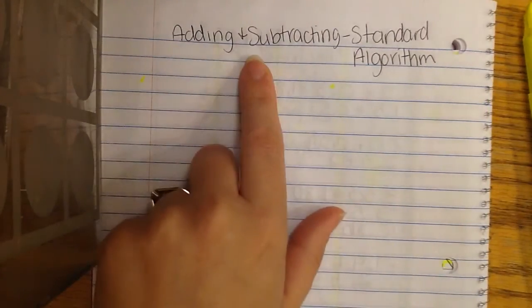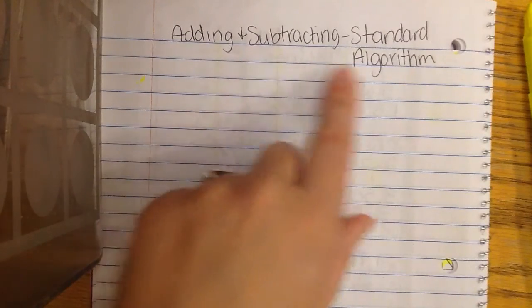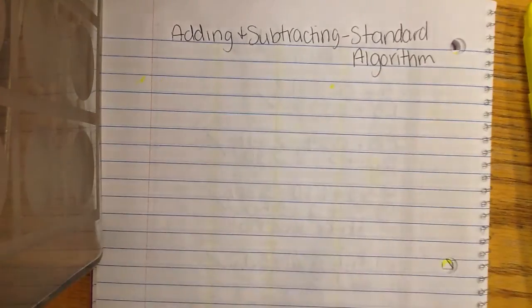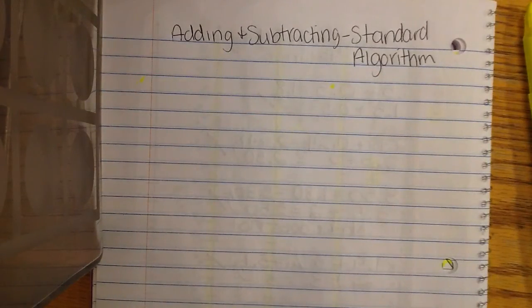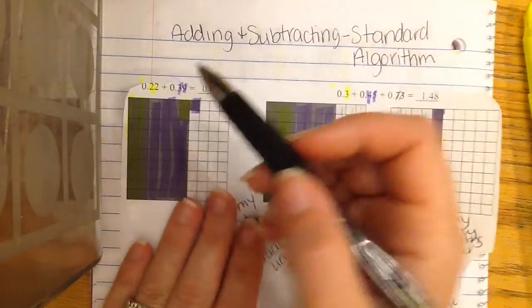So today we are adding and subtracting with the standard algorithm. We're looking at adding and subtracting, and we're connecting the models we used with the standard algorithm. Please add today's date to it as well. All right, so let's look at what we did here.